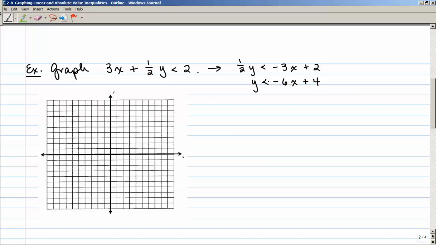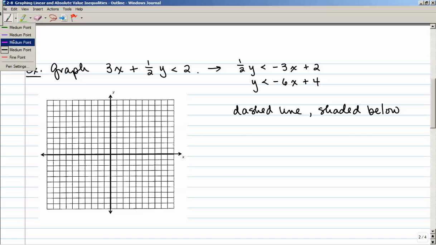So looking at this, since it's a less than and not a less than or equal to, it's going to be a dashed line. And as long as it's written in y equals mx plus b form, if it's a less than, I'm going to shade below the line. It will be shaded below. So let's go ahead and graph this.